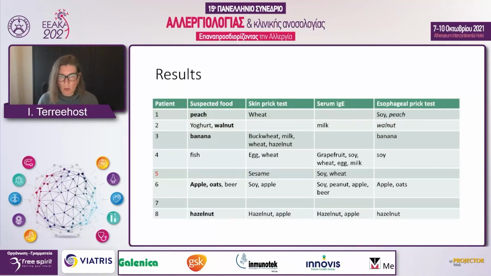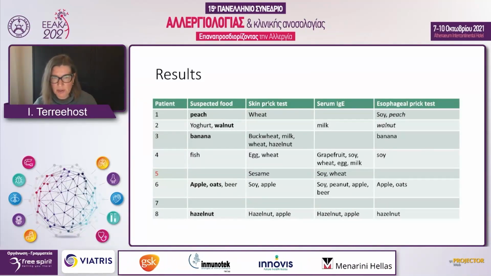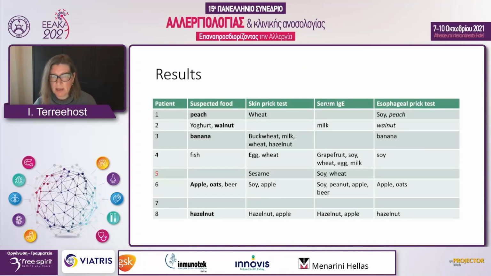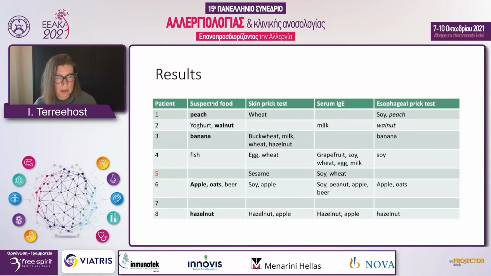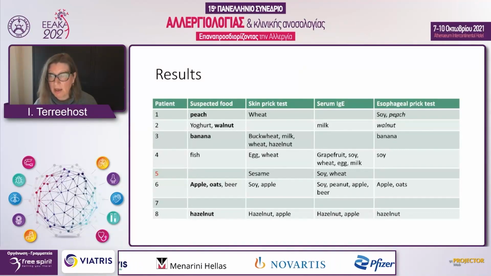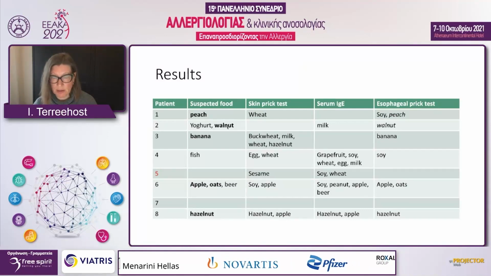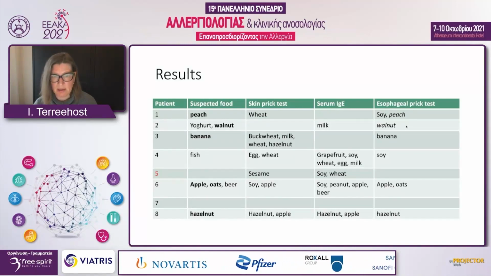And when you look at all 8 patients, you see something very remarkable. You see here the results of the skin prick test and the serum IgE, and here the results of the suspected food. Now, patient number 1 suspected peach to cause symptoms. And actually, while it was not visible in the skin prick test or the serum IgE, it was visible in the esophageal prick test. The same for walnuts, but then again, the patient also suspected yogurt. It came up in serum IgE, but not in the esophageal prick test.